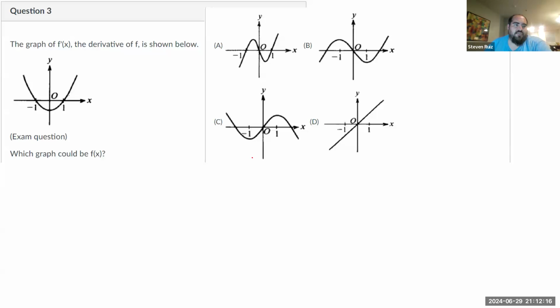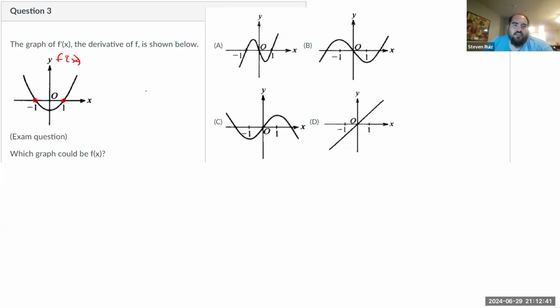All right, moving on, question 3. The graph of f prime of x, the derivative, is shown here. So this is f prime. What graph could be f of x? So one thing I like to do is focus first on where the derivative is equal to 0. So that's at x equals -1 and x equals 1.